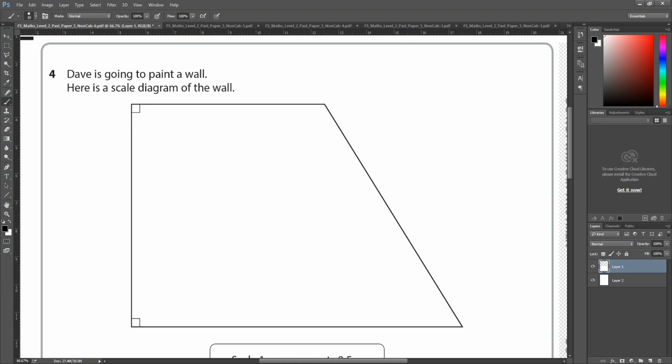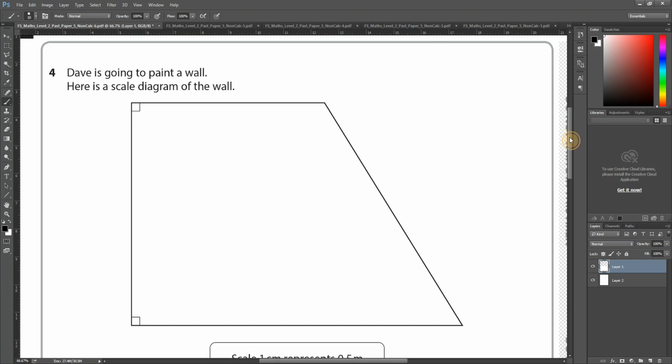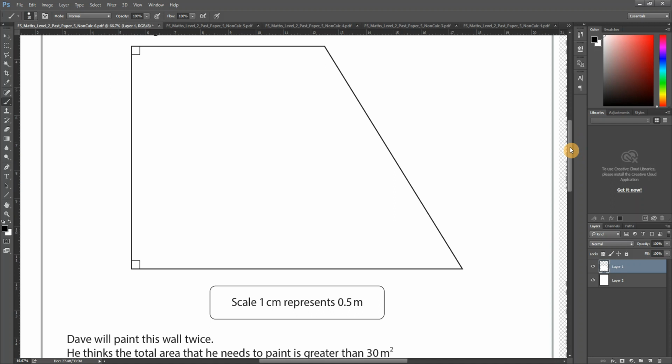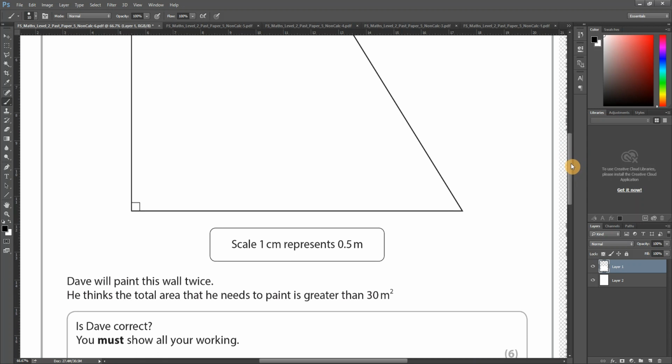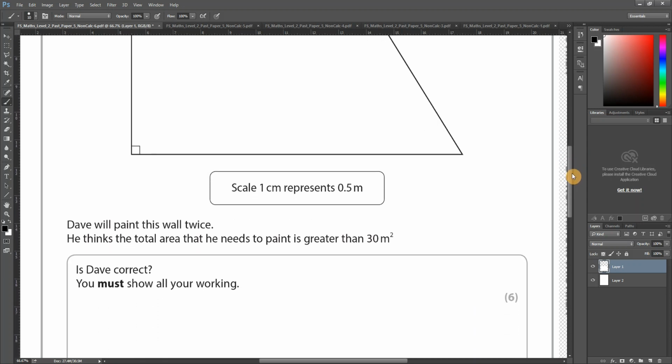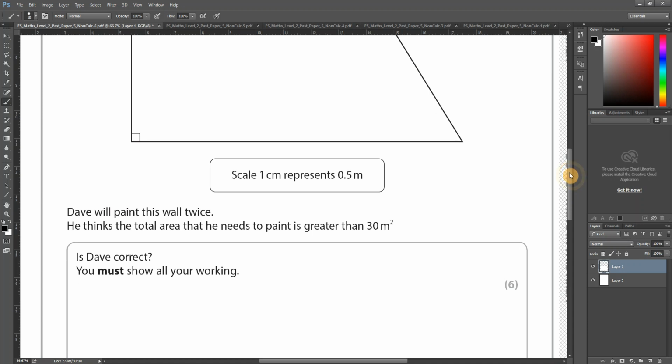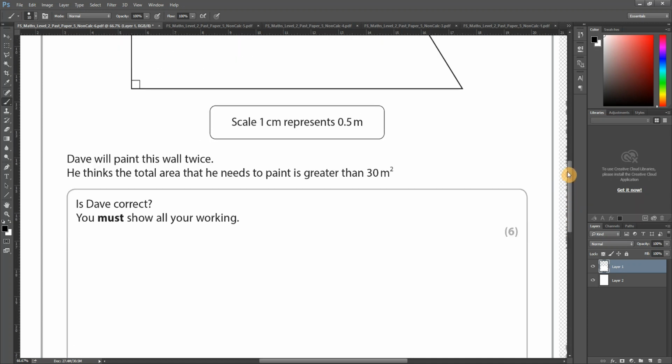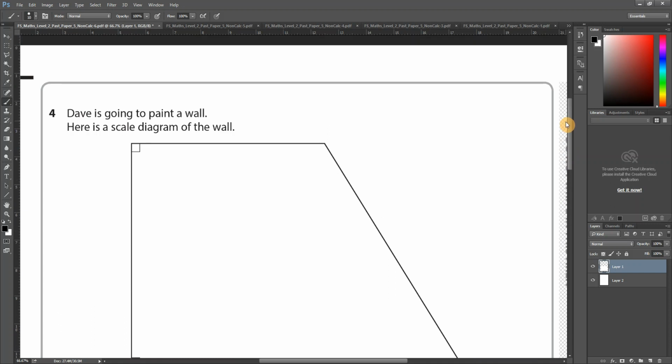Question 4. Dave is going to paint a wall. Here is a scale diagram of the wall. The scale says that 1 centimeter represents 0.5 meters. Dave will paint this wall twice. He thinks the total area that he needs to paint is greater than 30 meters squared. Is Dave correct? You must show all your working. 6 marks. Wow. I think this is the last question for section A.